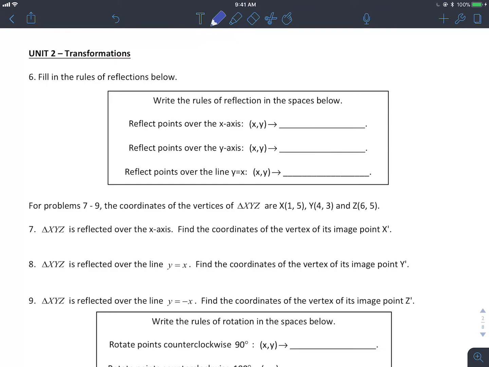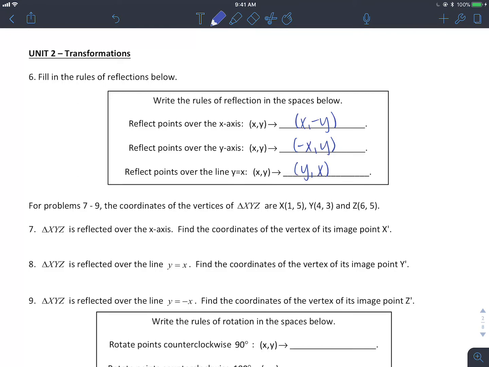So our reflections, we are first going to reflect over the x-axis. That is going to make our y value negative, or opposite. So if it's already negative, it will now be positive. Reflecting over the y-axis, we are going to change the sign for our x coordinate, and then reflecting over the line y equals x, we're going to just switch the place of our x and our y coordinates.